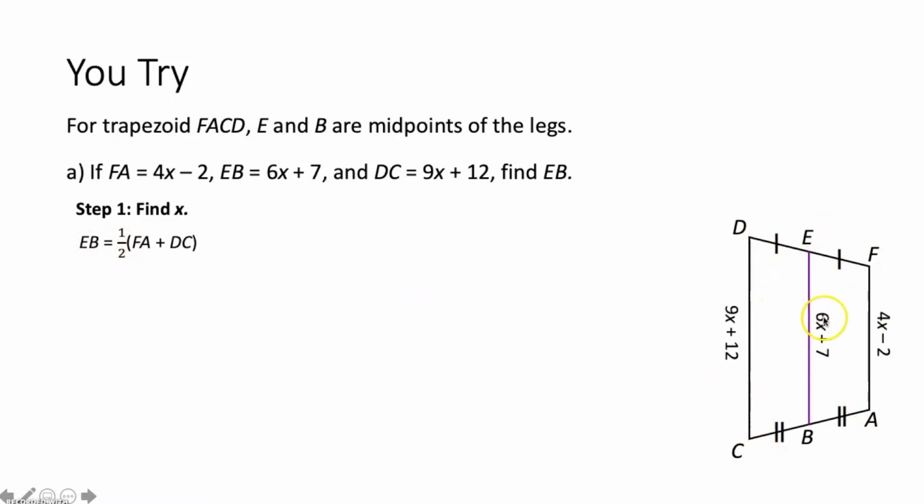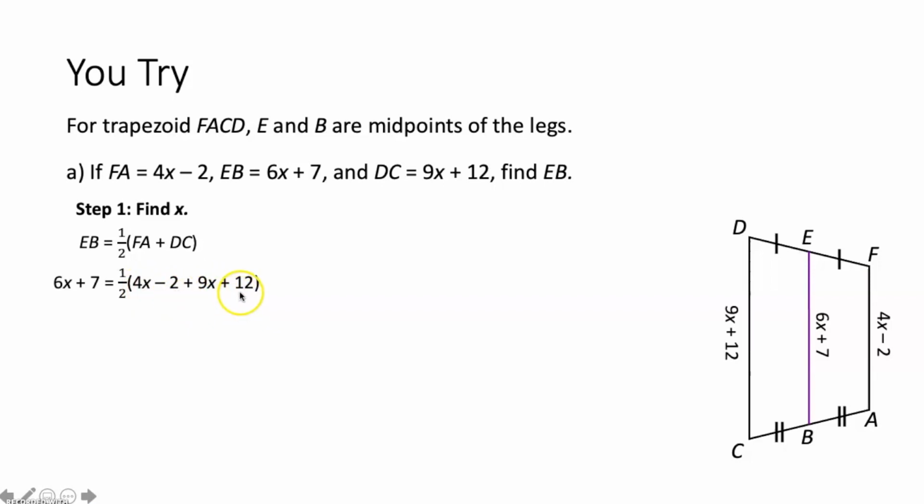What I can then do is plug in what I know these measures to be. The measure of segment EB we know is 6x plus 7. That's going to go in here. The measure of segment FA is 4x minus 2. That goes in here. And the measure of segment DC is 9x plus 12. That goes in here. Now I can simplify and solve for x. So how do I simplify this? Well, I need to start with the parentheses over here. 4x plus 9x is going to give me 13x.